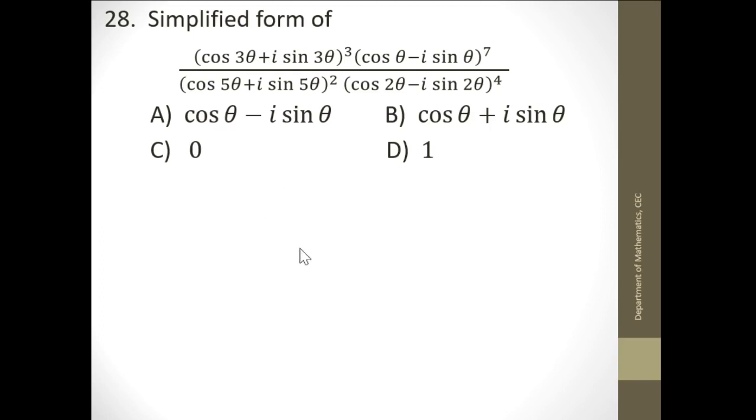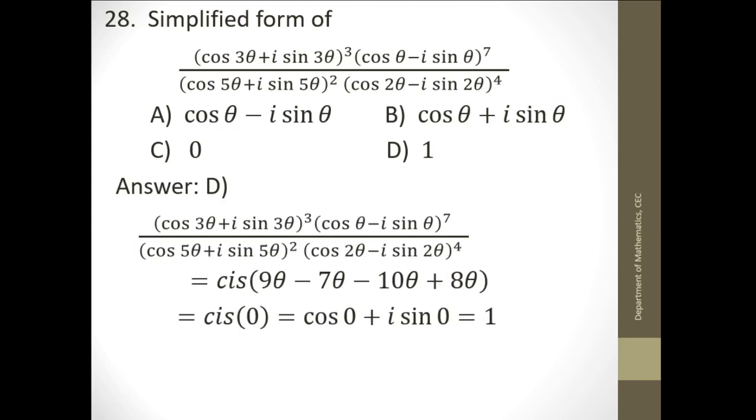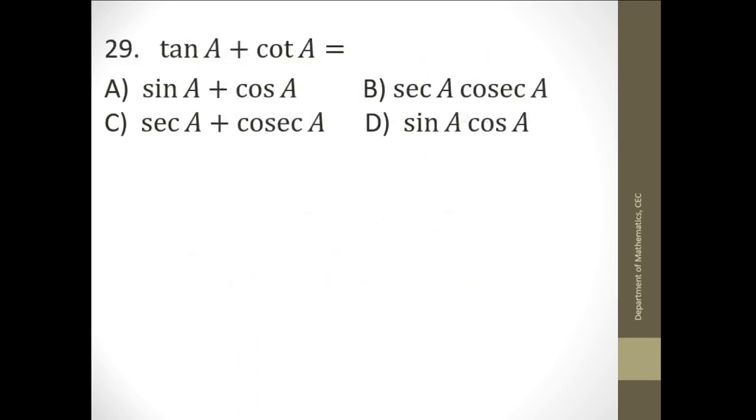That means cos n theta plus i sin n theta. Therefore, you collect all amplitudes from this expression. Cis 3 into 3, 9 theta. Here minus sign means minus 7 theta. And when you take this in the numerator, it is 5 into 2, 10 theta, minus 10 theta. Here minus sign means when you take into numerator, it becomes plus 8 theta. So answer is cis 9 theta minus 7 theta minus 10 theta plus 8 theta. Cis 0. Cos 0 plus i sin 0. You know that cos 0 is 1, sin 0 is 0. So answer is 1. Next question.